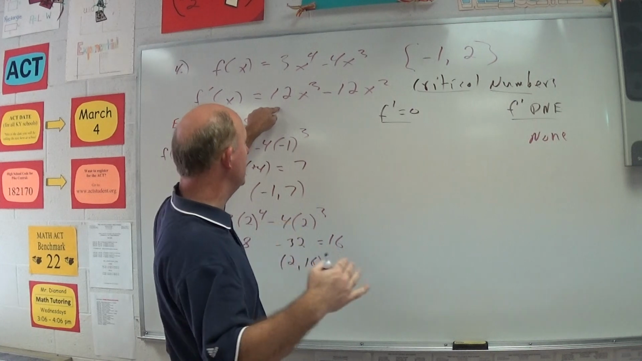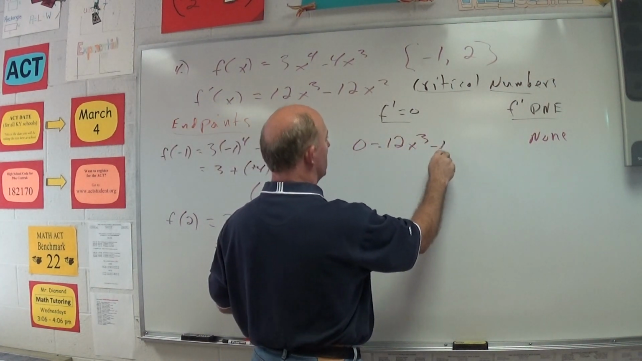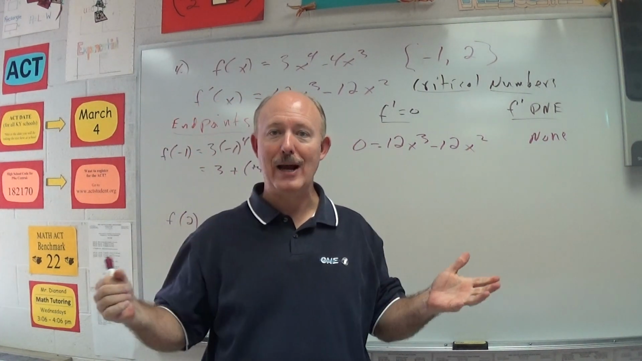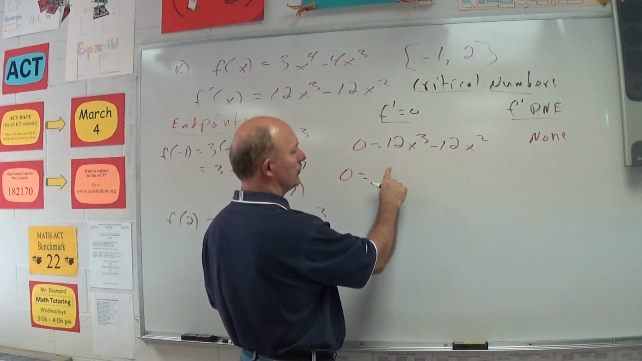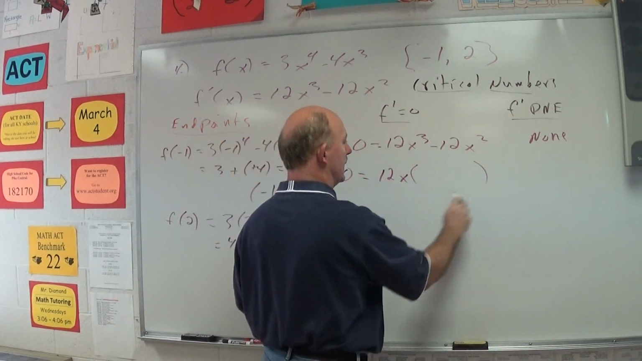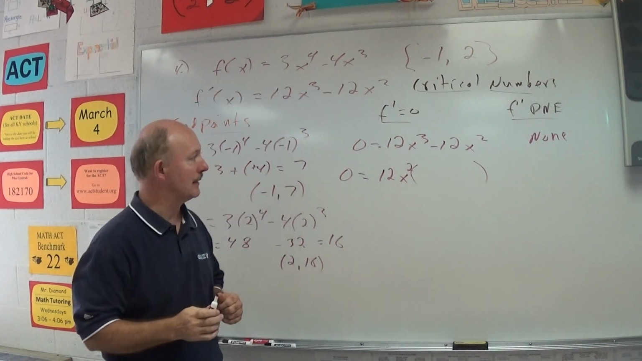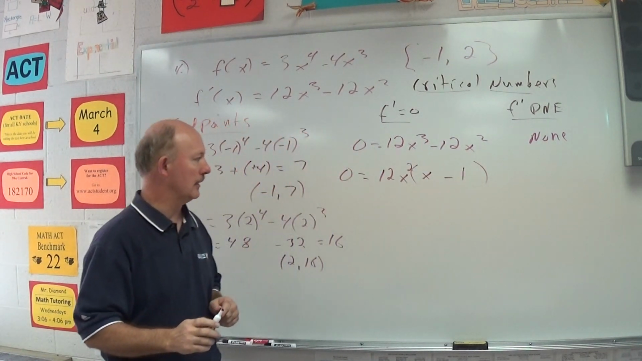So let's find the zeros of the derivative. Now you're going to take the derivative, set it equal to 0. So 0 equals 12x cubed minus 12x squared. Now, to solve this type of equation, you have to put it in factored form. So let's factor this. We can factor 12x squared off. So we take 12x squared off each term, and that will give us x minus 1 remaining inside our parentheses.